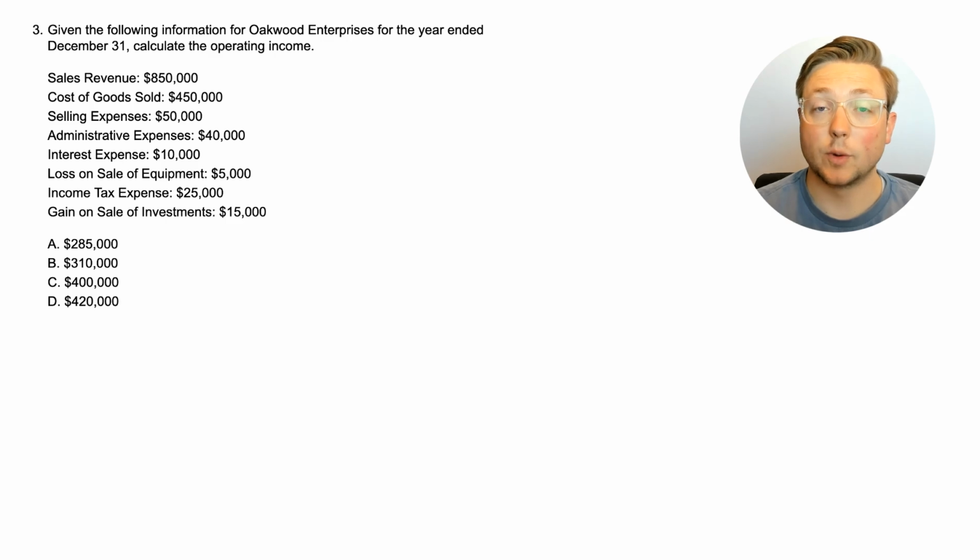All right, here we are at question 3. Given the following information for Oakwood Enterprises for the year ended December 31st, calculate the operating income. So what is operating income?